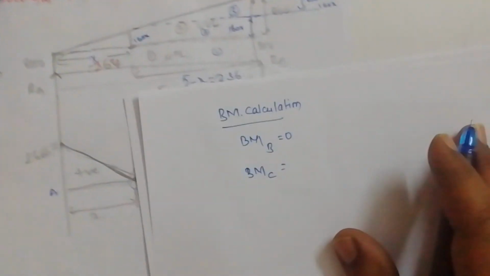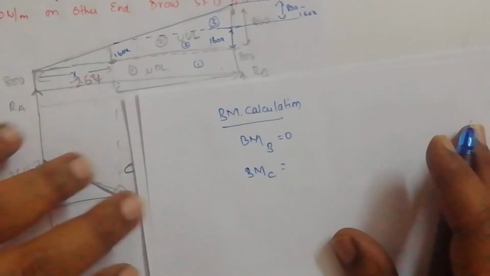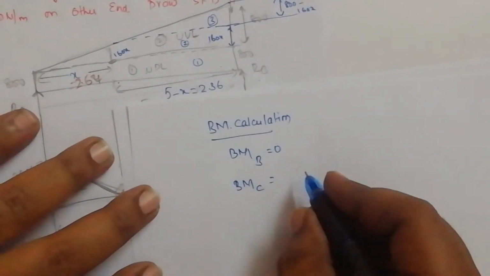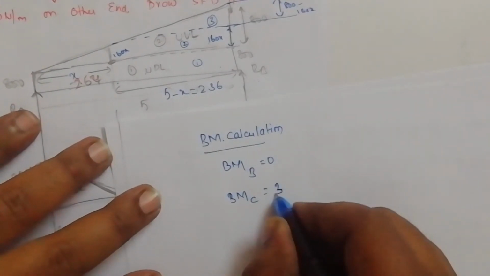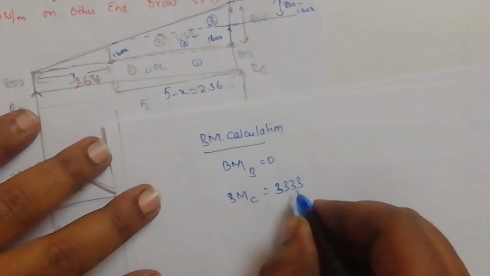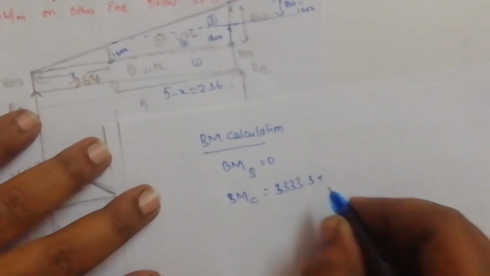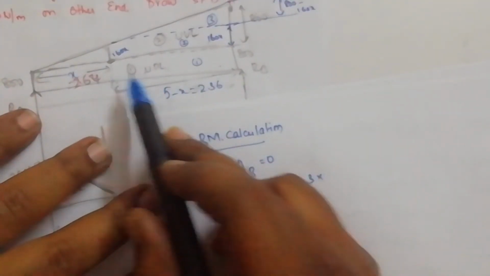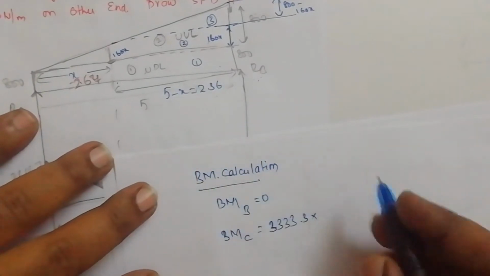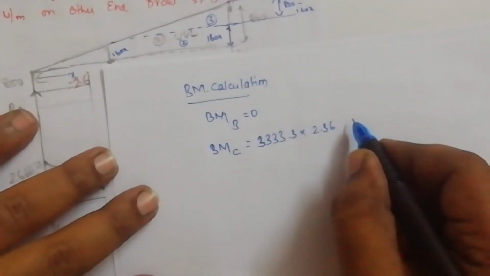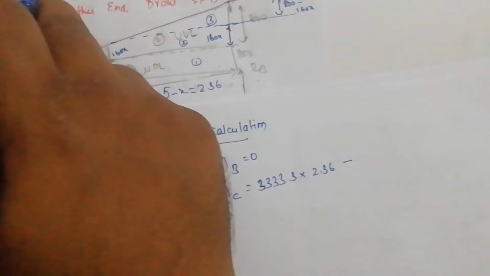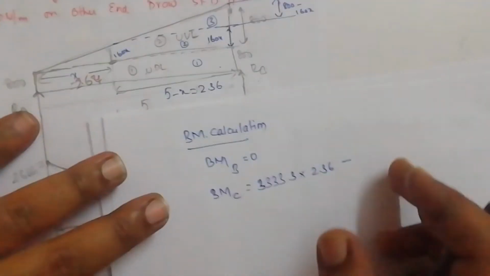So from the diagram, the first part is the RB. RB tries to rotate anti-clockwise, that is 3333.3 into the distance from RB to point C, we have written it already, 2.36. Next is minus, why? This is rotating anti-clockwise, they are rotating clockwise.